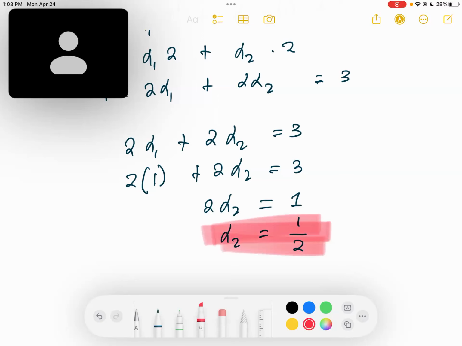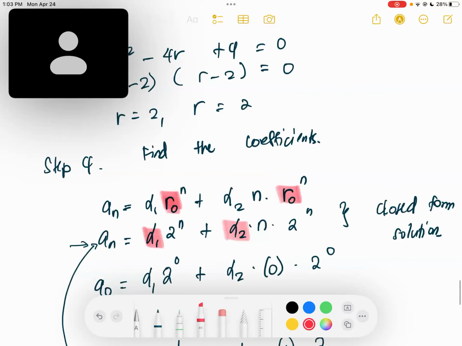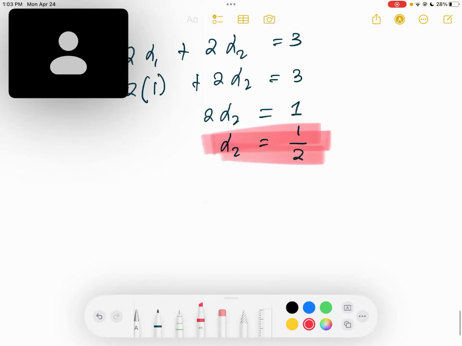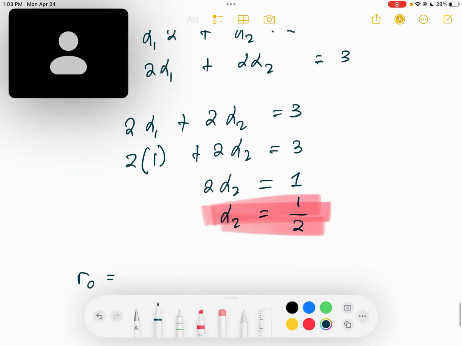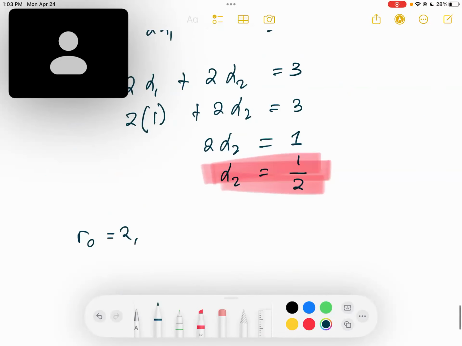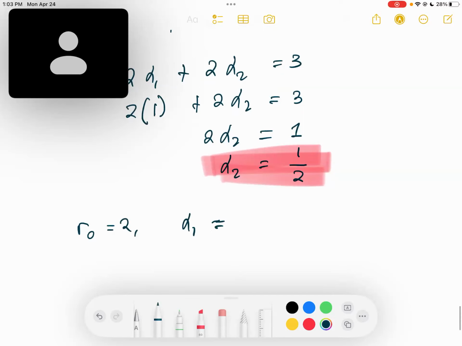So now we have alpha 1 and alpha 2. We have found the coefficients. To recap, we have r sub 0 equals 2, alpha 1 is equal to 1, and alpha 2 is equal to 1 half.